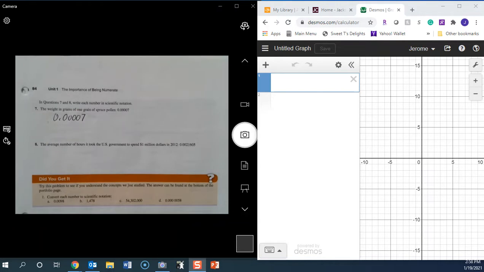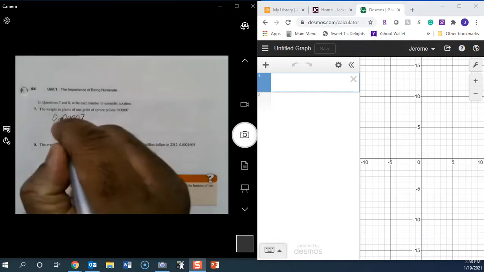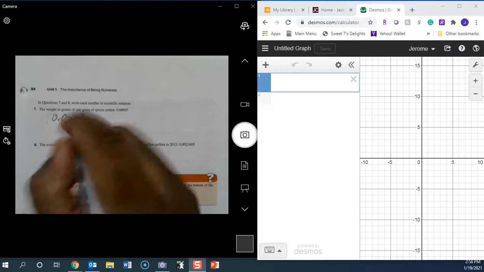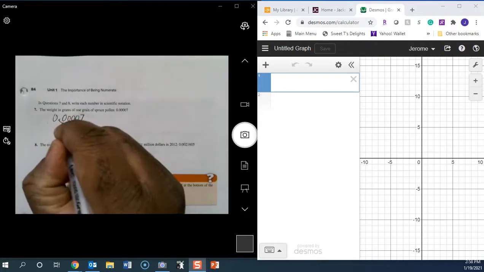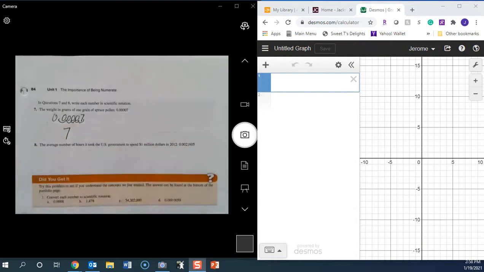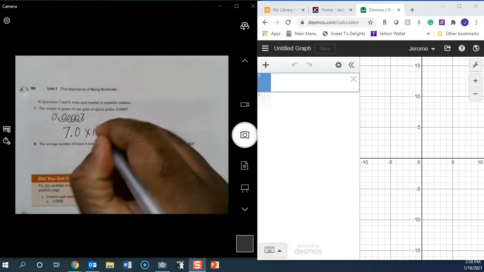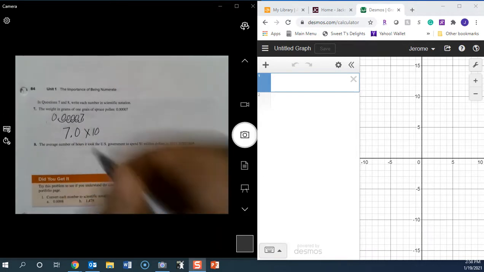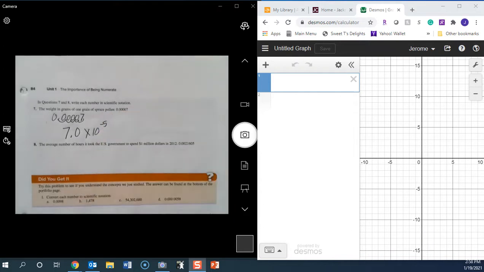Okay, now they want us to write this in scientific notation. So you have to move this decimal to the right till you get one non-zero number in front of the decimal. So you'll go 1, 2, 3, 4, 5. So it'll be 7.0. Typically, they would want you to write it as 7.0, or you could write it as 7 times 10, and then the power, we move 5 places to the right, it'll be to the negative 5 power.